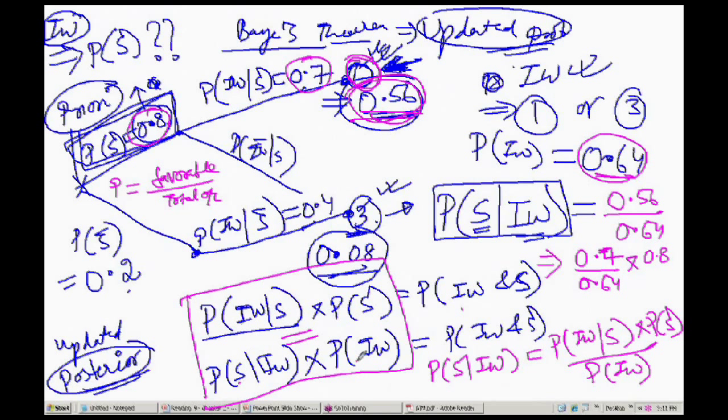So the probability of India winning given Sachin played is 0.7, into the probability of Sachin played 0.8, divided by the probability of India winning 0.64. So Bayes theorem, I would say you should solve using the tree diagram if at all it comes in the examination, and please note that there is a very high probability that it will come in the examination. So 1 mark is sure for you, and that is the Bayes theorem.